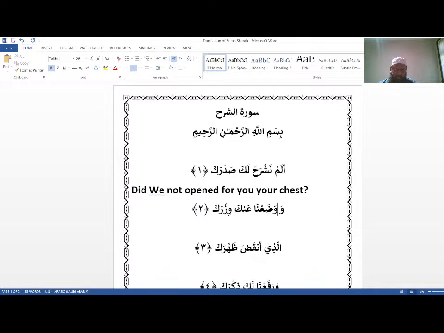Again, wizrun is the word, which is a noun. It will be in halatul nasab, maf'ul. Again, there is a ka to make it mudaf ilay. Wizrun is burden. Wizrun, burden.